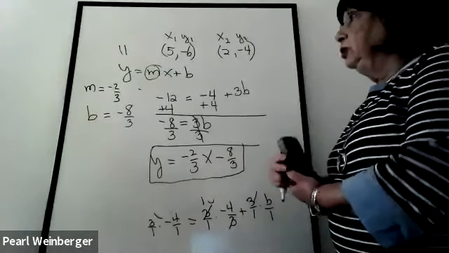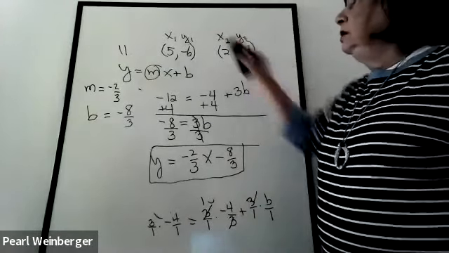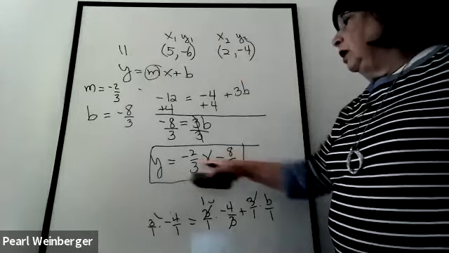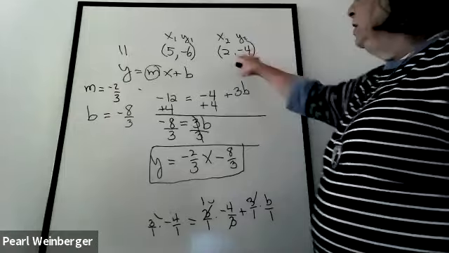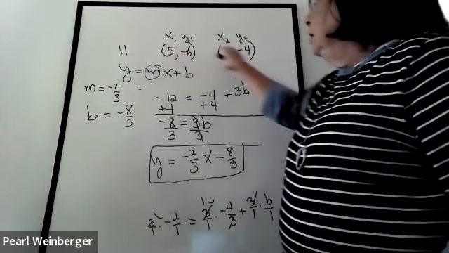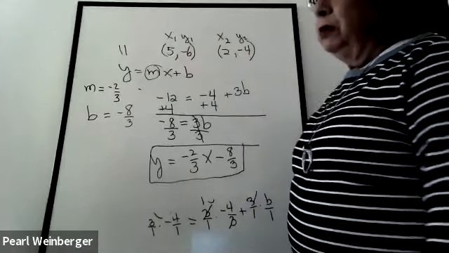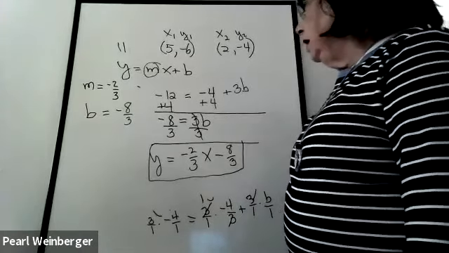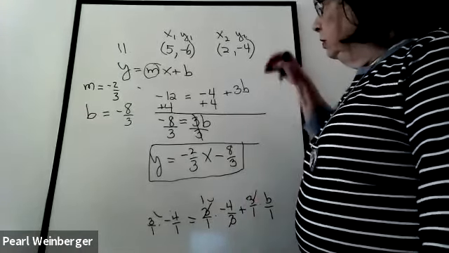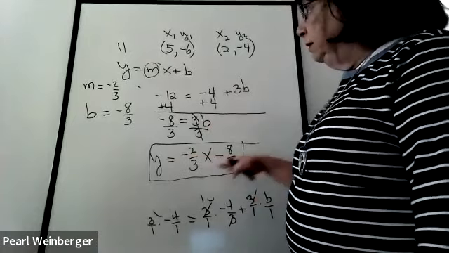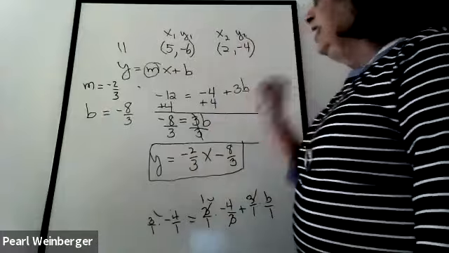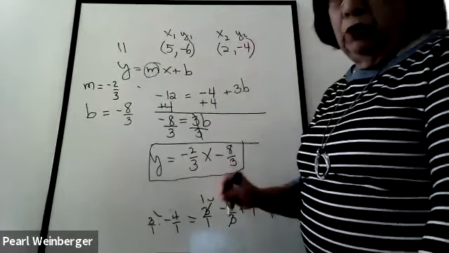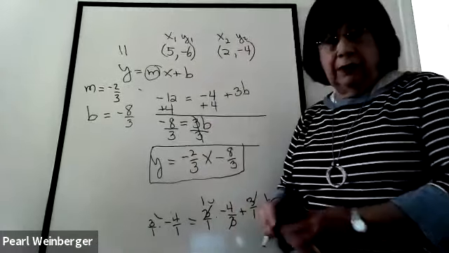From the description of the 2 points that were on the line, we were able to write the equation of the line. Remember, what we first did is we used our slope formula to find the slope of the line, and then we substituted into the y equals mx plus b one of the points. It could have been either point. You would get the exact same answer no matter which point you used.